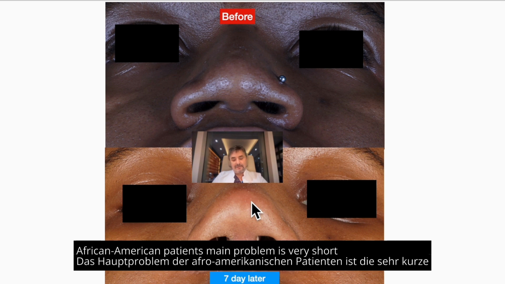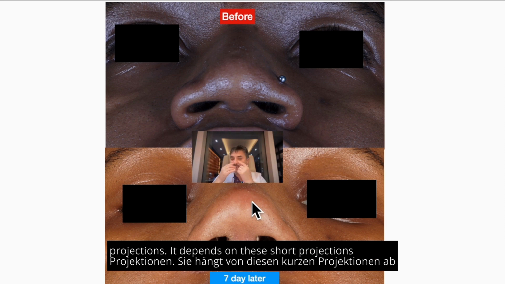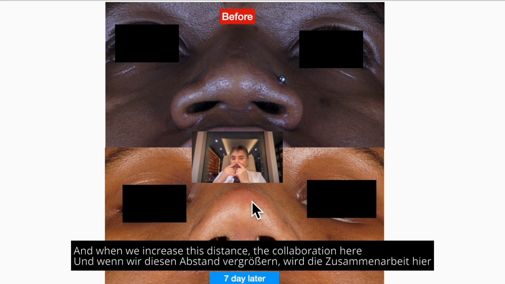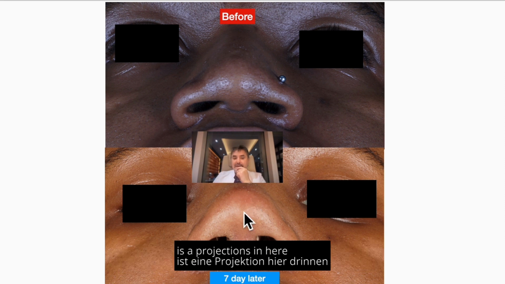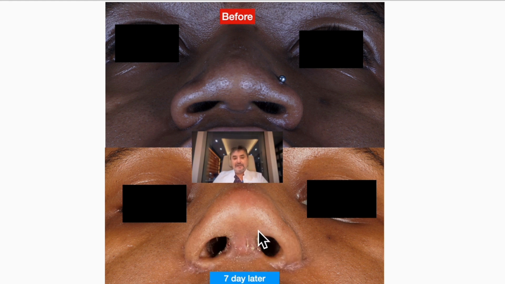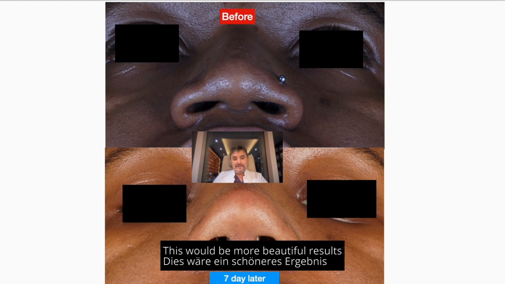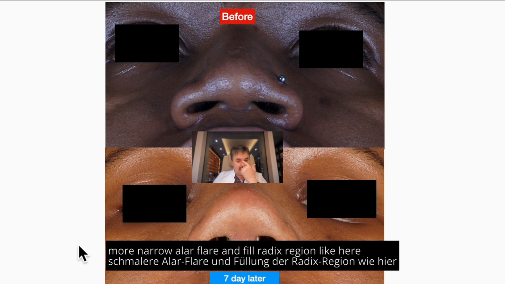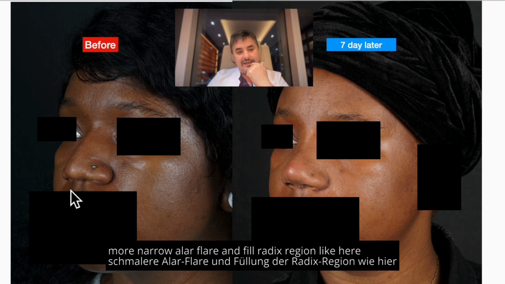Indeed, Afro-American patients' main problem is very short projection. Depending on this short projection, the nose looks too flat, and when we increase this distance, we call this here the projection from here. This would be more beautiful results, and the main aim of this surgery is a more projected nose tip and more narrow alar flare and to fill the radix region like in here also.